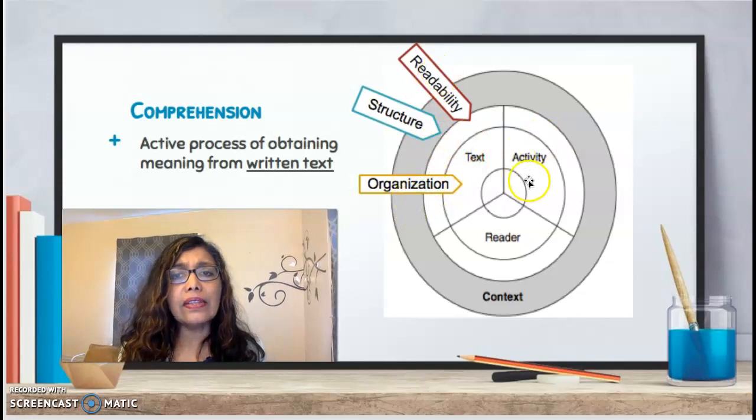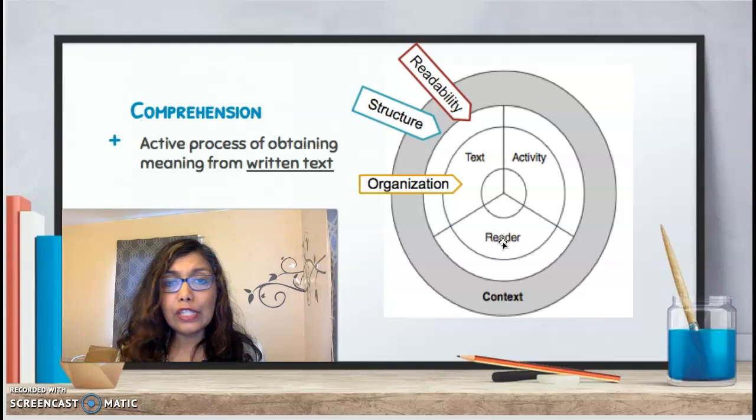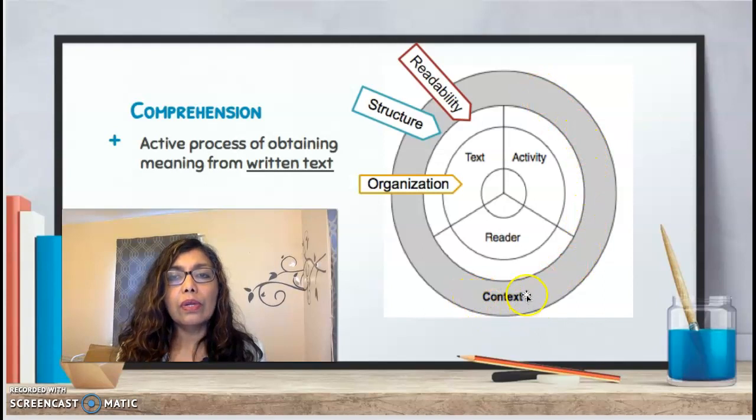You also have to consider the activity. We spend a lot of time with the activity and the reader. Basically, the reader is the person that you are teaching to read. So each one of you had a student, you have assessed them, you have written out their background summary, you were able to see what their gaps are. So that's what the reader is. And the context: why are they reading? So we're going to be talking about all four of these factors in relation to comprehension.